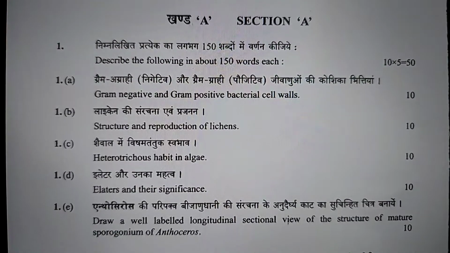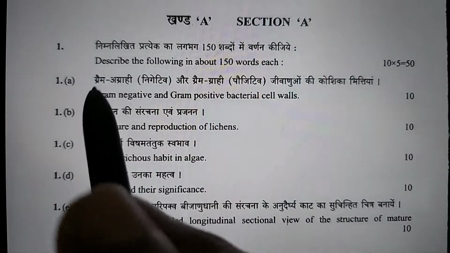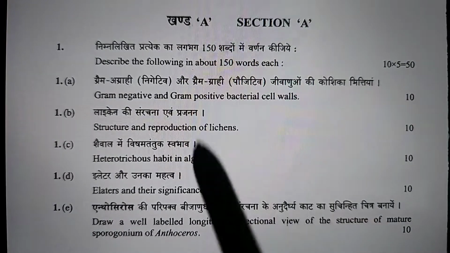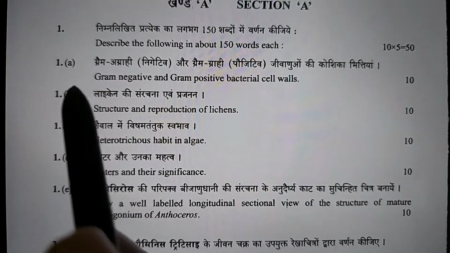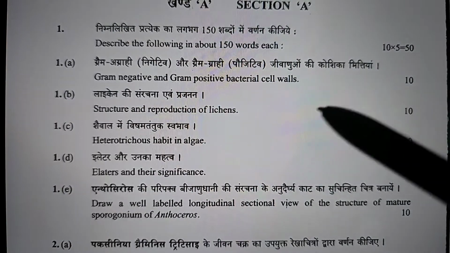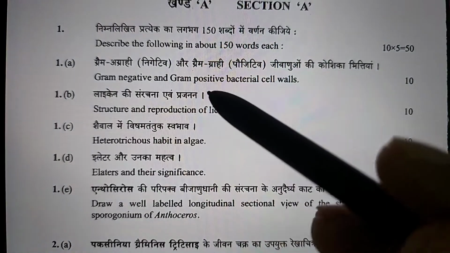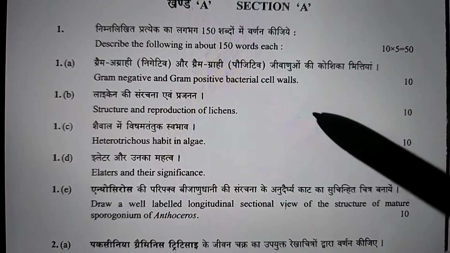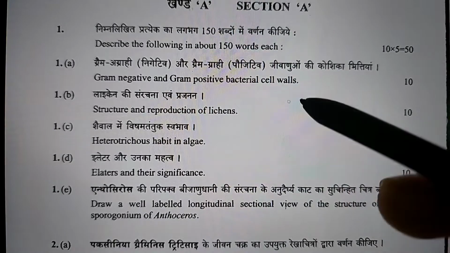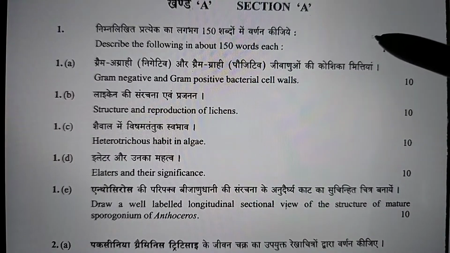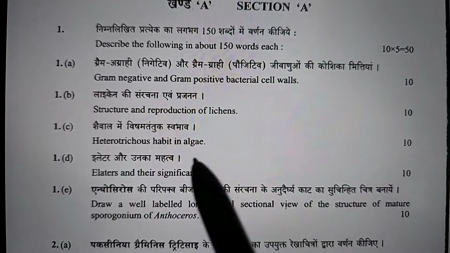You have to do this question number 1 compulsorily. The first one says, describe the following in about 150 words each. There are 5 options and you have to do all 5 of them. The first option is Gram negative and Gram positive bacterial cell wall. You can describe the Gram positive and Gram negative cell wall in separate portions, or you can compare them.